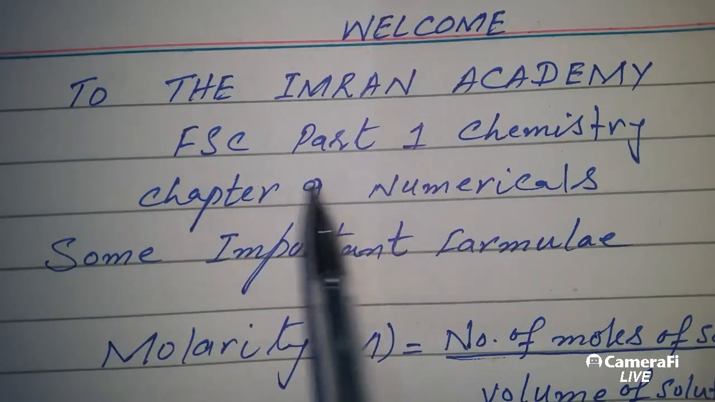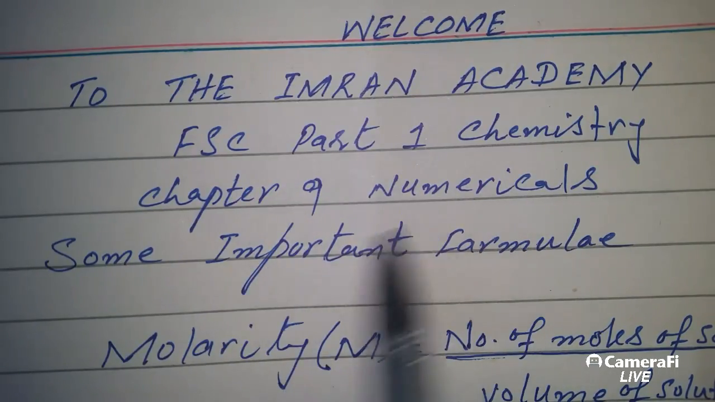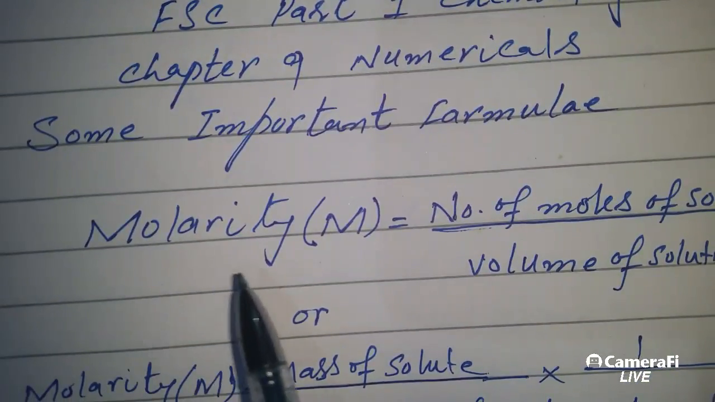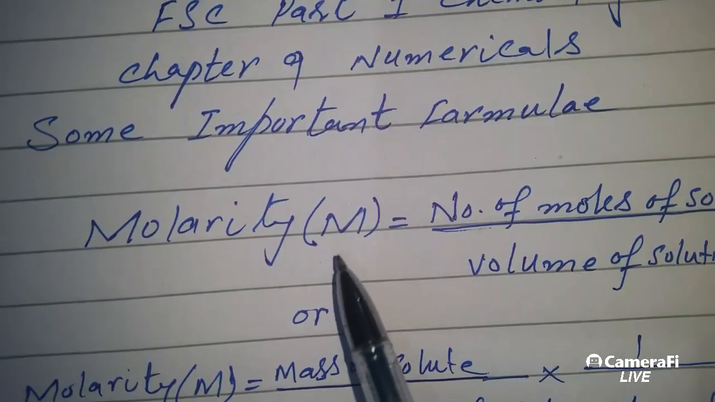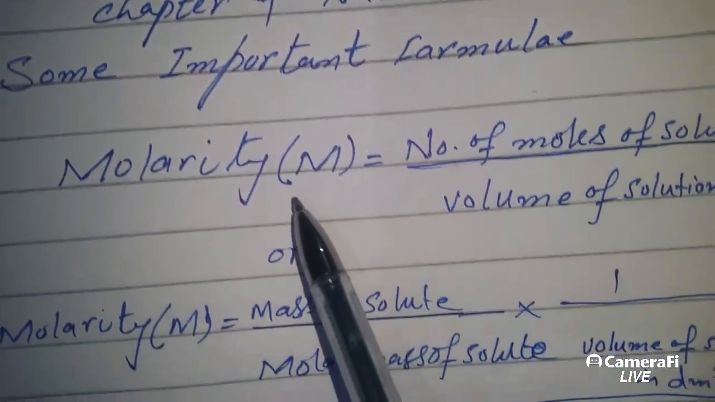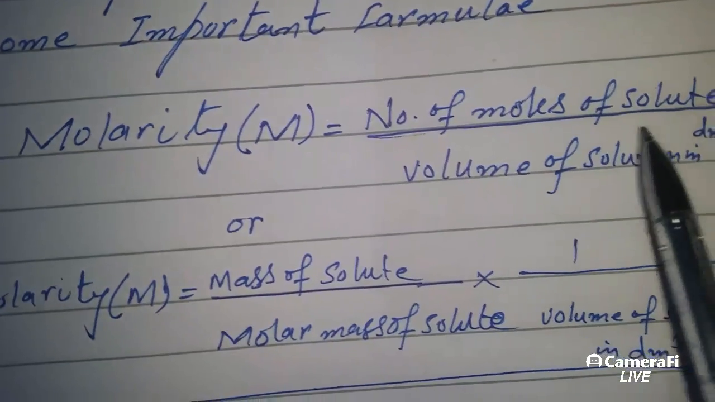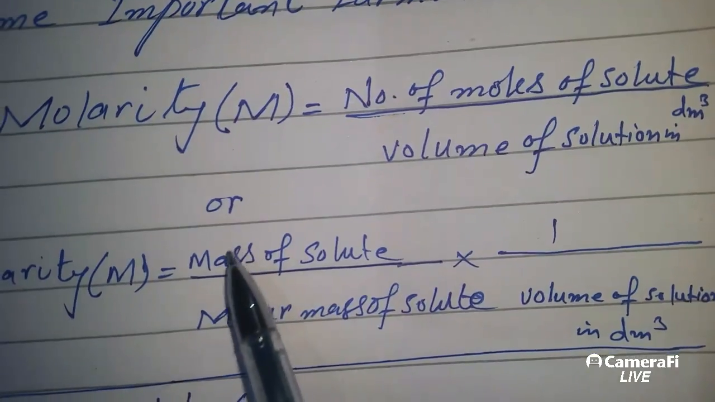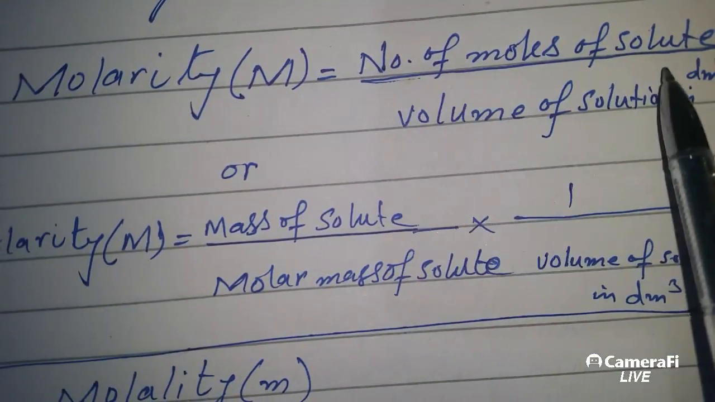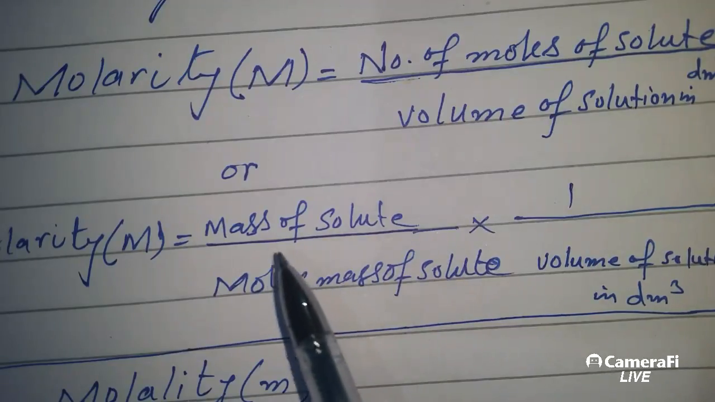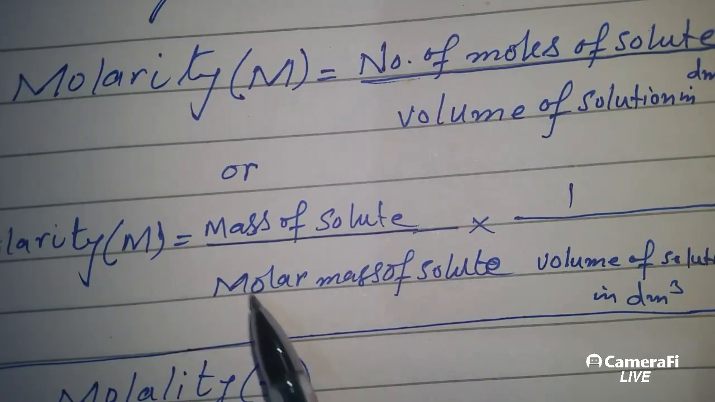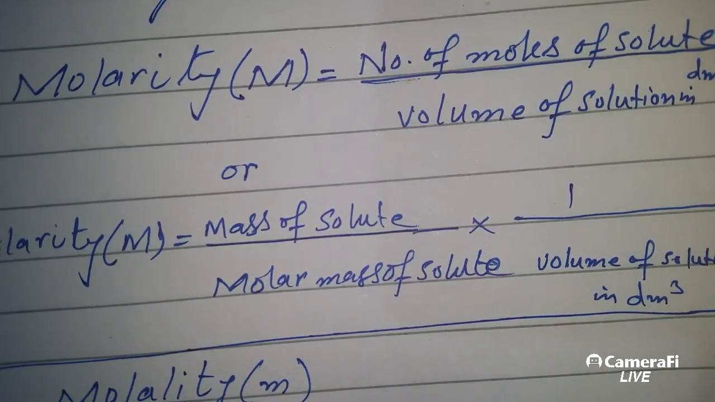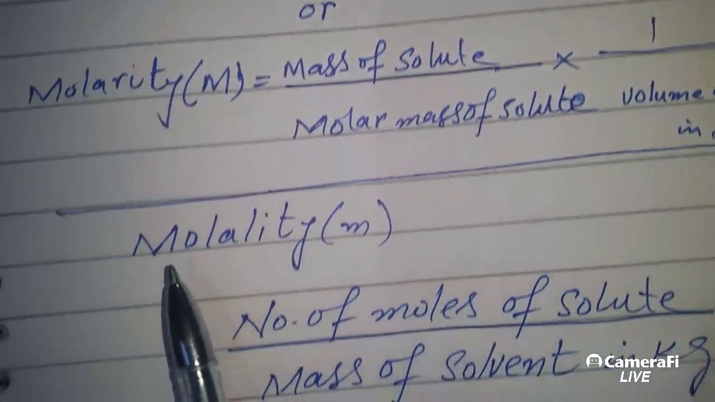I am discussing with you FSC Part 1 Chemistry, Chapter 9 Numericals. Here are some important formulas. The first formula is for molarity. It is represented by capital M and it is equal to number of moles of solute over volume of solution in dm cube, or you can write it using the formula for number of moles, which is equal to mass of solute over molar mass of solute multiplied by 1 over volume of solution in dm cube. So this is the formula for molarity.